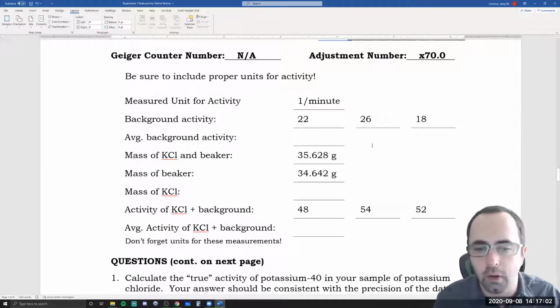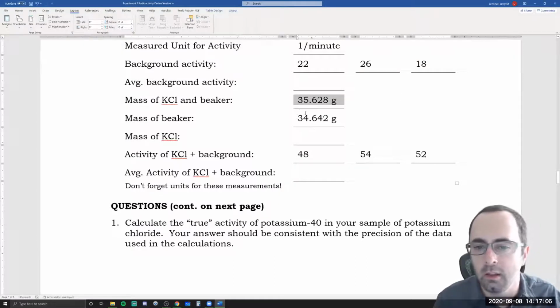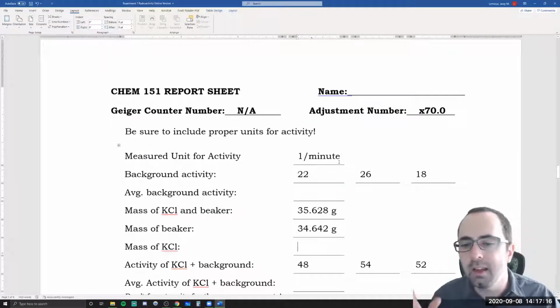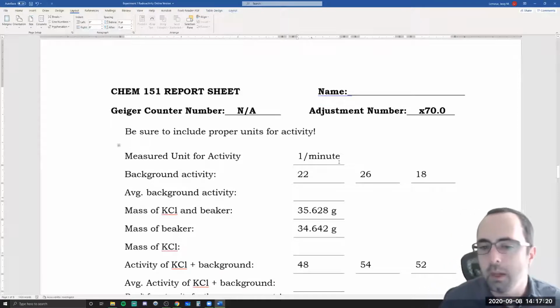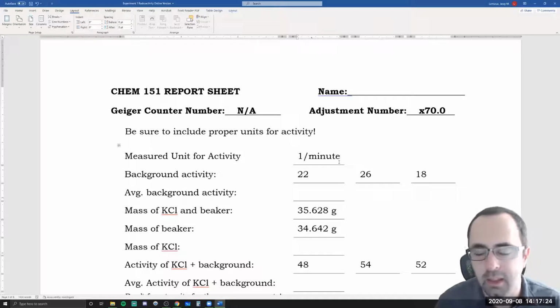So what would go on in the experiment is that you would first of all weigh out some potassium chloride here in a beaker. You subtract out the weight of the empty beaker and you'll get the mass of potassium chloride. So that mass is going to be around 1 gram. And then we're going to take the Geiger counter, and without the potassium chloride near it, we'll measure what is the background radioactivity in just a normal atmosphere.